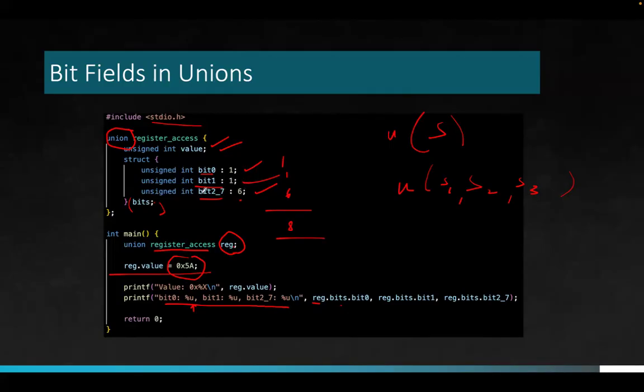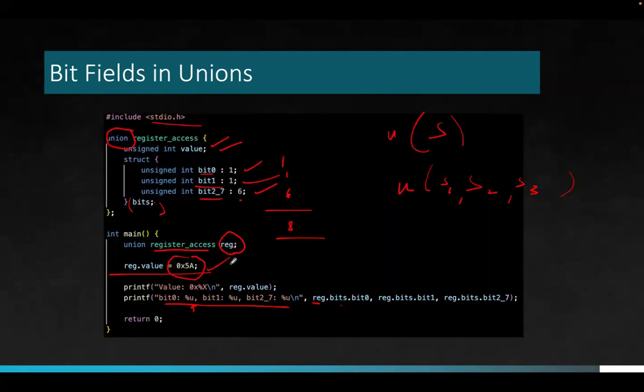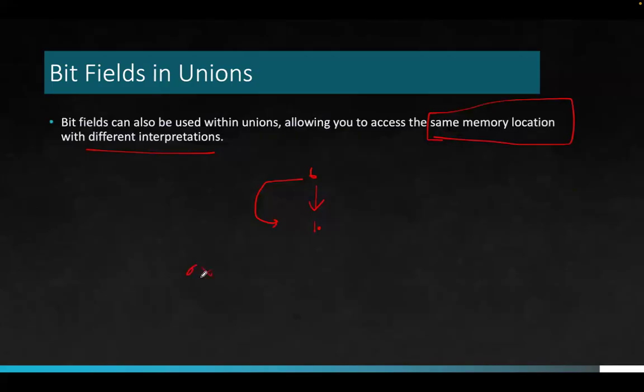What is the advantage of these bit fields in a union? If you remember this, we can access the same memory location with a different interpretation. That means the memory location is the same, which is 0x5a. If you know 8421 code, 5a can be represented as 0101. This is 5. And this a can be represented as 10, 1010. 8 plus 2, 10.